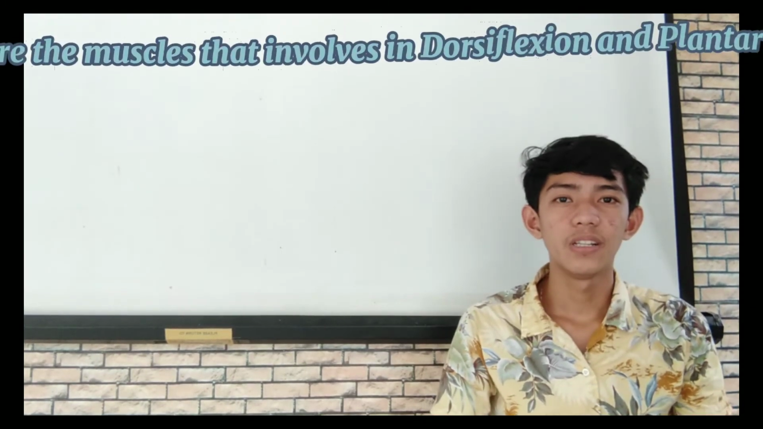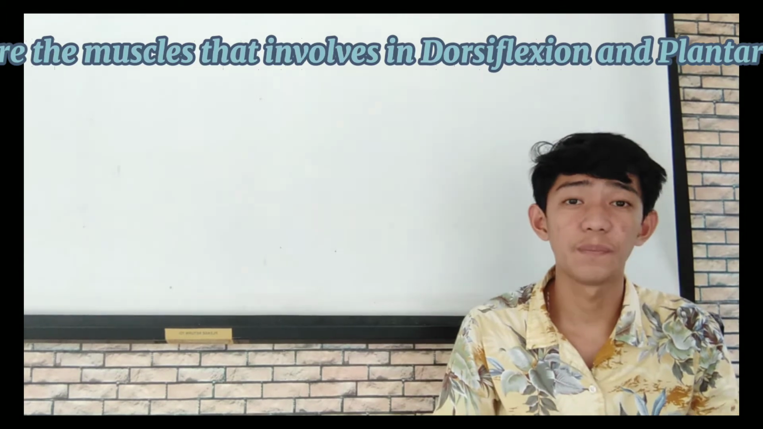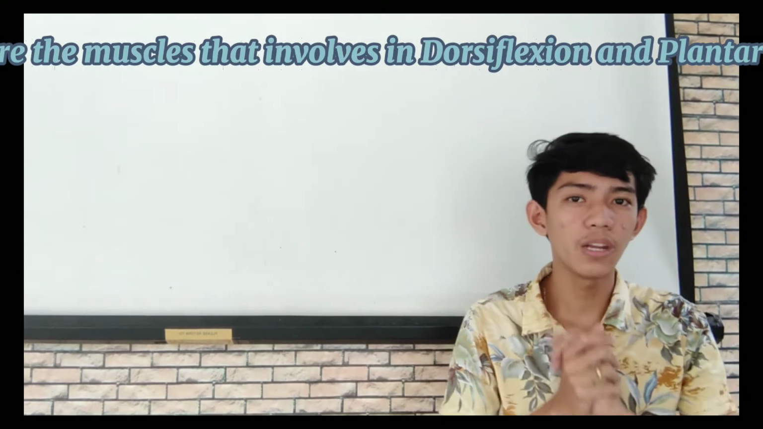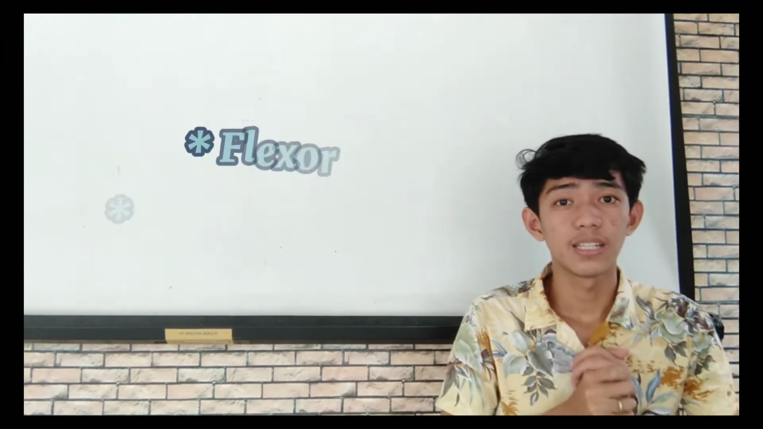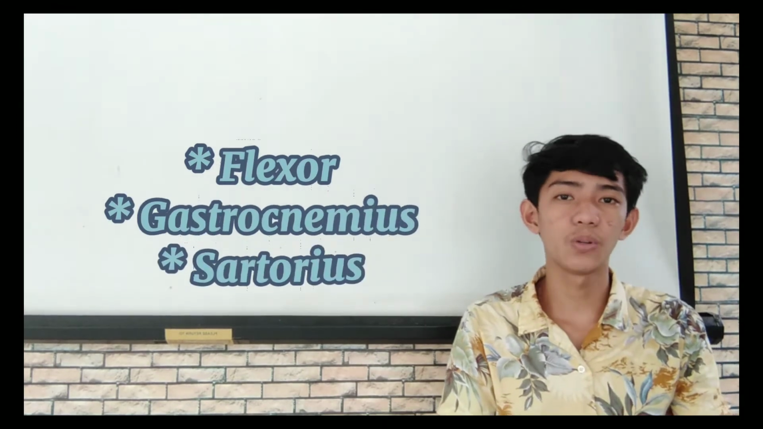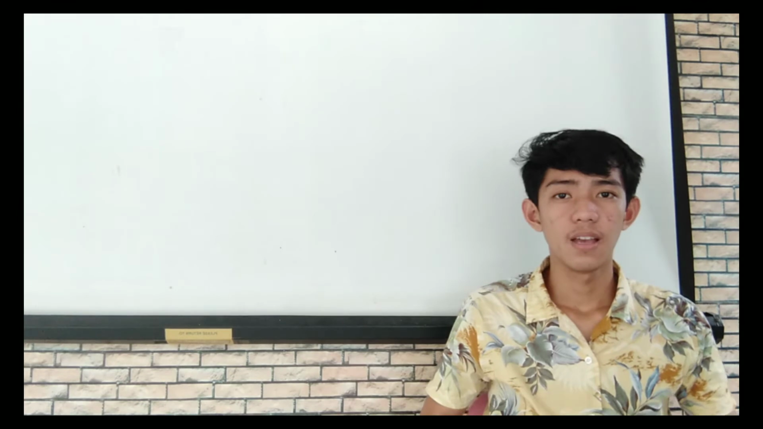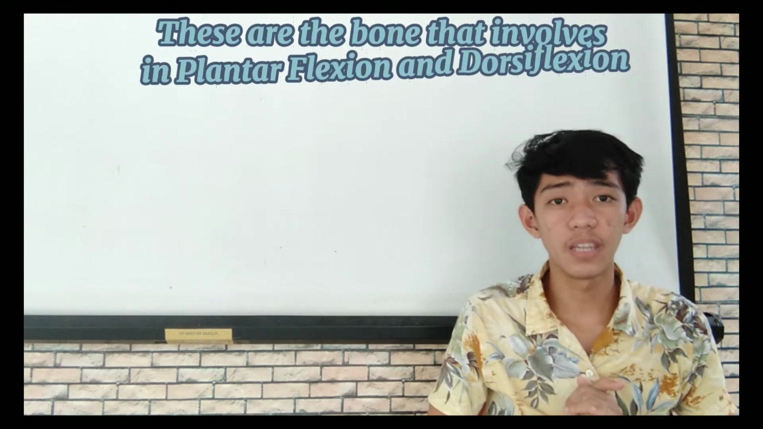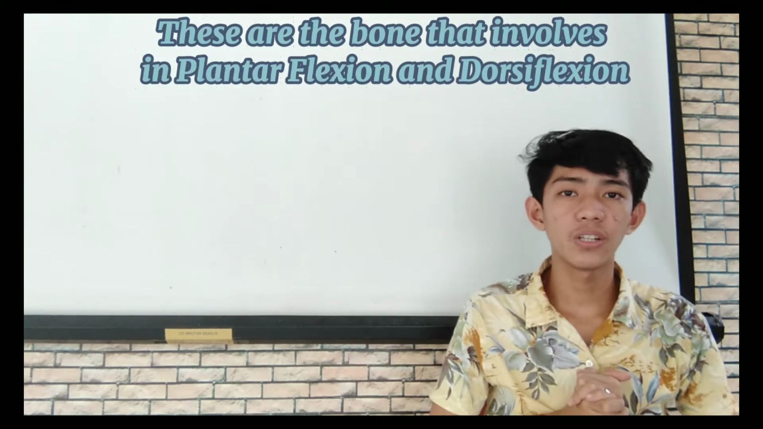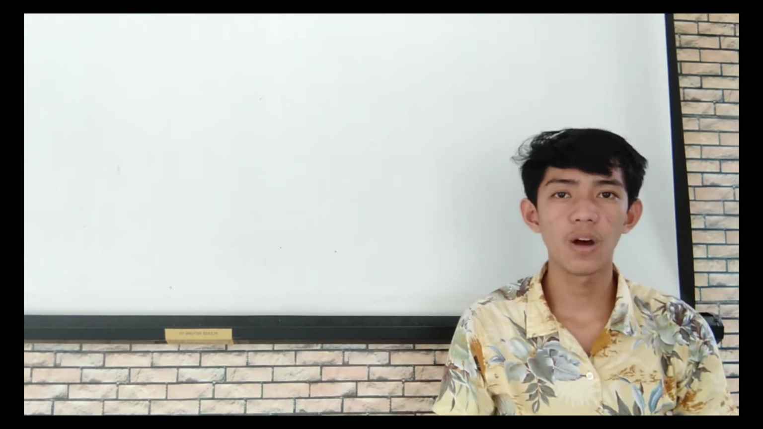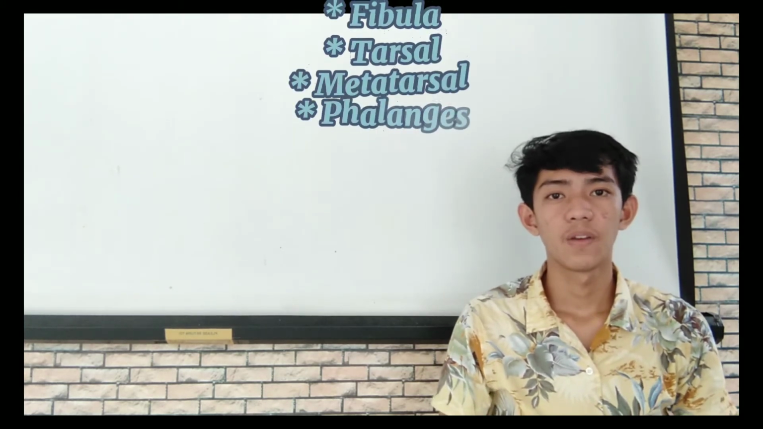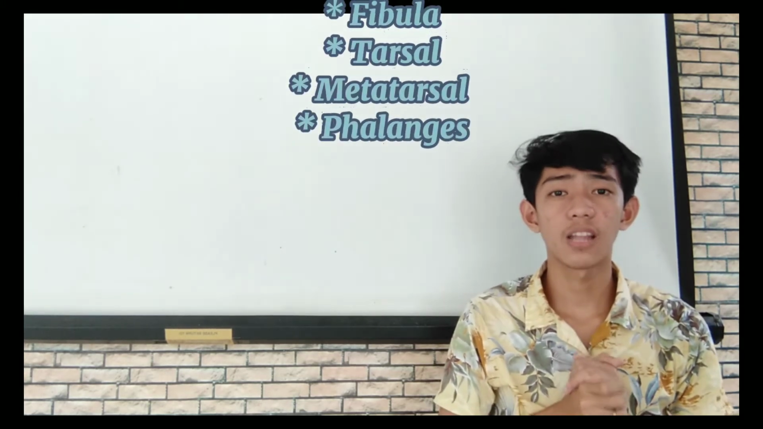And these are the muscles that are involved in dorsiflexion and plantar flexion: Number 1, flexor digitorum. Number 2, gastrocnemius. These are the bones that are involved in plantar flexion and dorsiflexion: Number 1, tibia, fibula, tarsals, metatarsals, and phalanges.